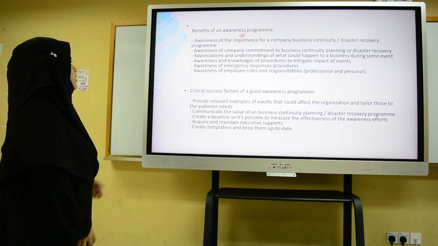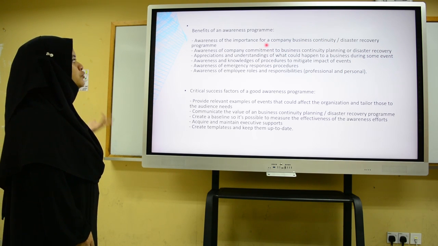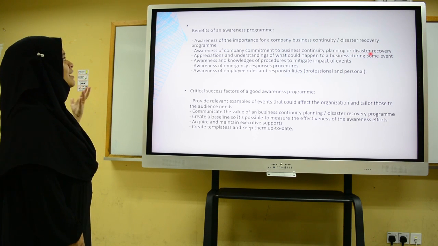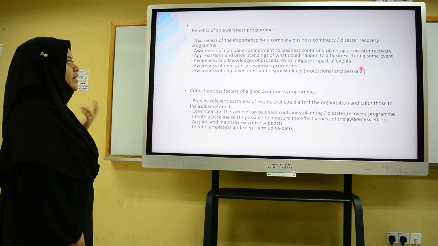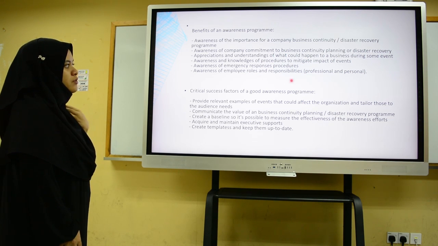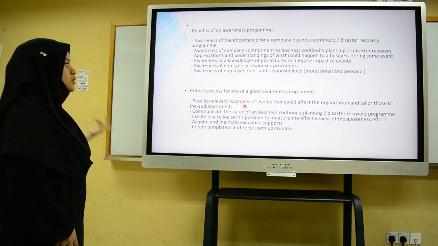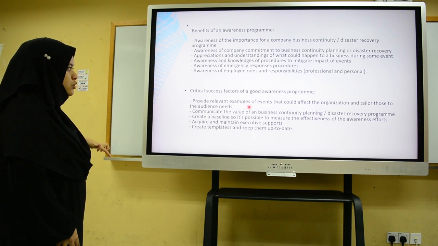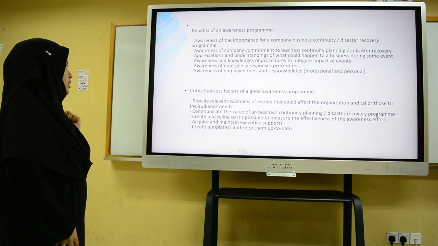Okay, the benefits of the awareness program are awareness of the importance of the company's business continuity or disaster recovery program, awareness of the company's commitment to business continuity planning or disaster program, appreciation and understanding of what could happen to the business during some event, awareness and knowledge of procedures to mitigate the impact of events, and awareness of emergency response procedures and employee roles and responsibilities, professional and personal. The critical success factors of a good awareness program are to provide relevant examples of events that could affect the organization and tailor those to the audience's needs, communicate the value of the business continuity planning and disaster recovery program, create a baseline so it is possible to measure the effectiveness of the awareness effort, acquire and maintain executive support, and create templates and keep them up to date.